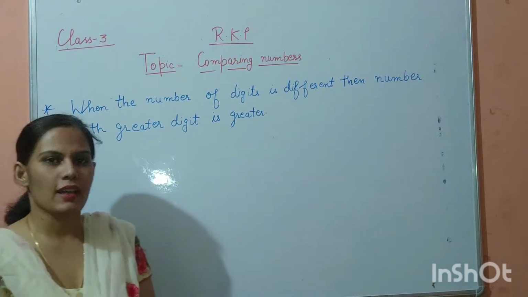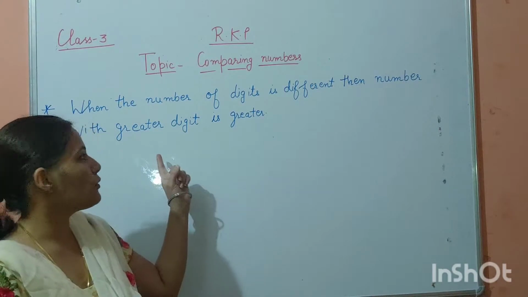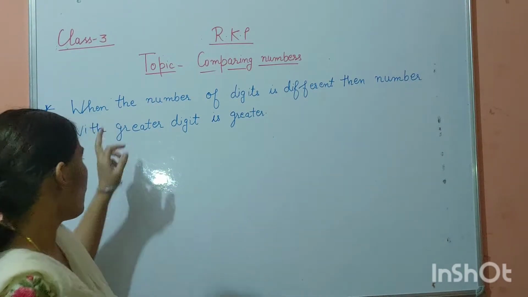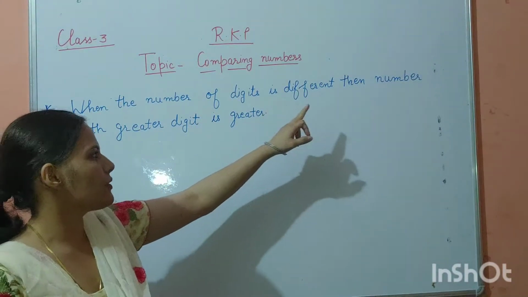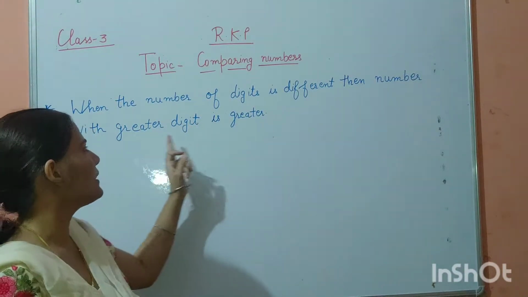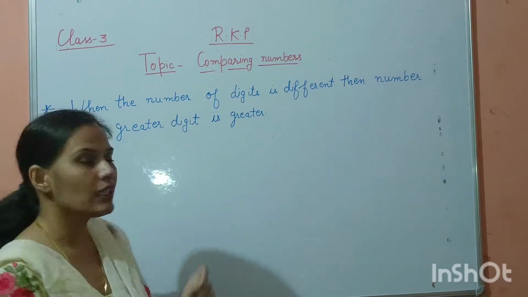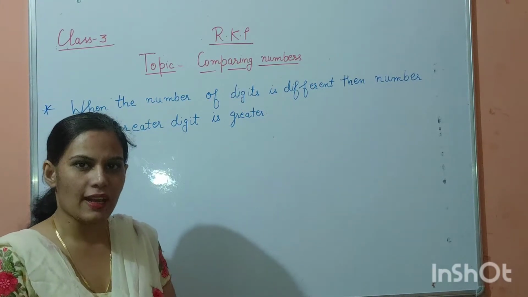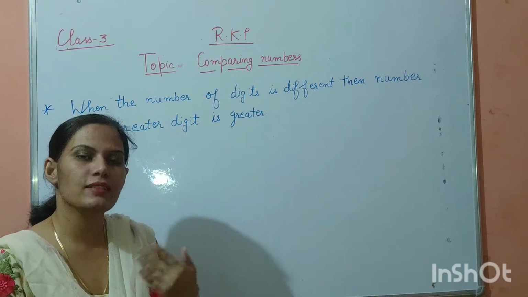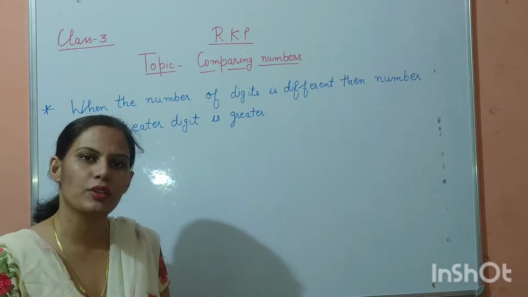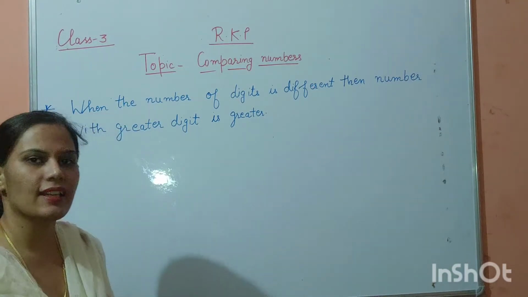Now students, it is our first step to how to compare the numbers. When the number of digits is different, then the number with greater digits is greater. Means first of all count the number of digits, and the number that has more digits will be the greater. Let's take an example.